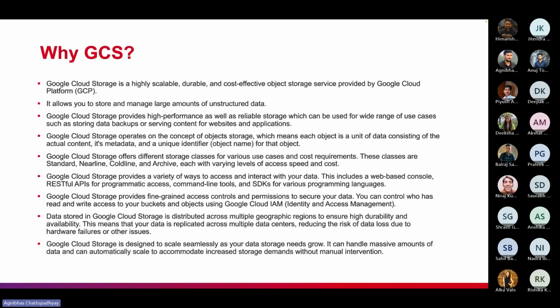Moving on to the next part, Google Cloud Storage operates on the concept of object storage. I've been mentioning this term, let me explain that now. What is object storage? It means that each object is a unit of data that consists of the actual content. So you have the content, and it is stored in an object. The object consists of the actual content, it will have a unique identifier, that is the object's name, and it can also contain the metadata for that specific object, for example, its creation time or anything related to its metadata, that can be further used for some purpose.